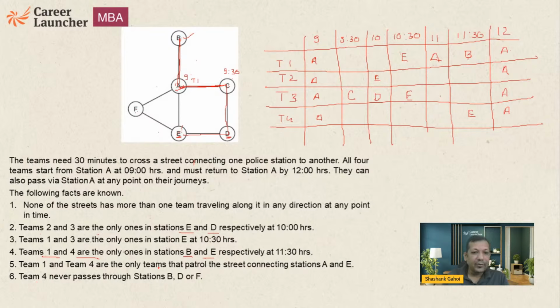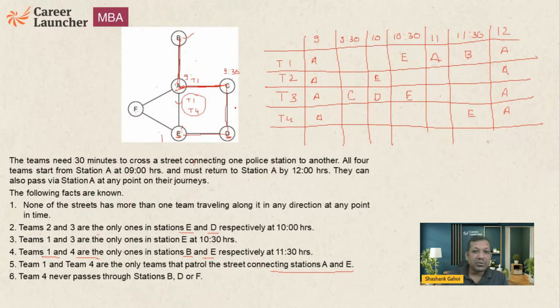Team 1 and Team 4 are the only teams that patrol the street connecting A and E. So for A to E, there are only two possible teams, T1 and T4. There is no other team, so T2 and T3 are not possible. They can't go via this path.